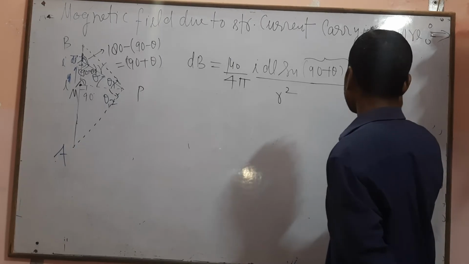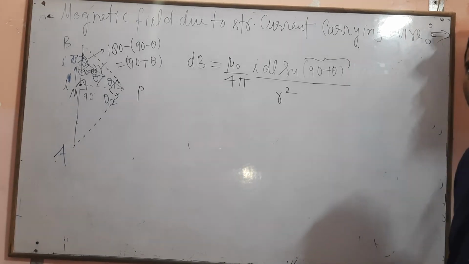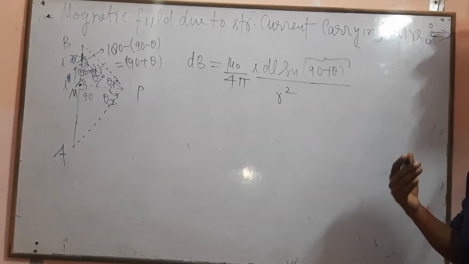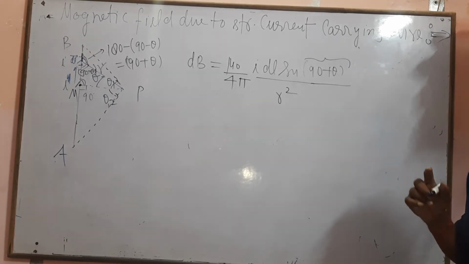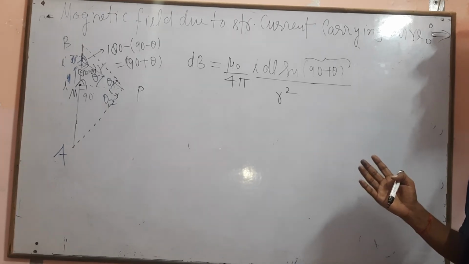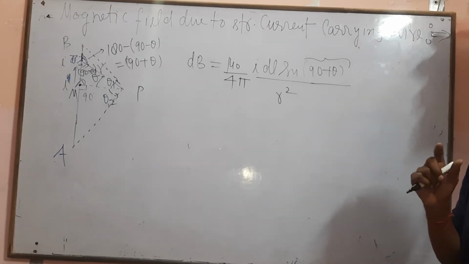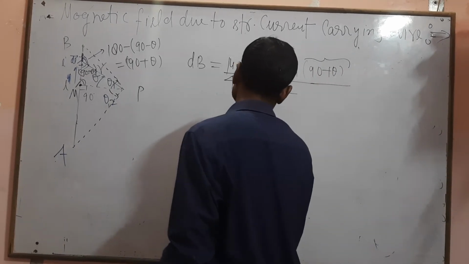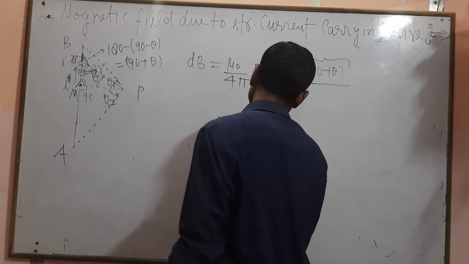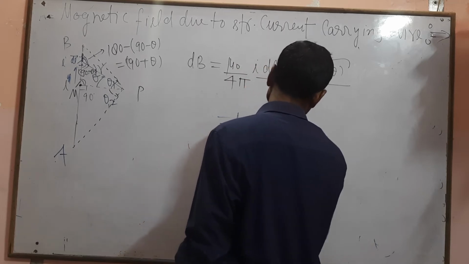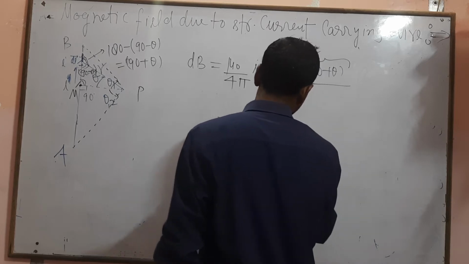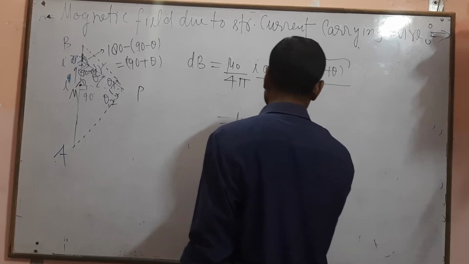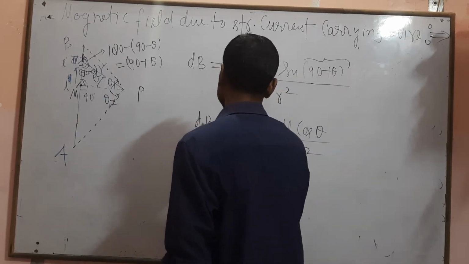So sin of 90 plus theta equals cos theta, because 90 plus theta goes into the second quadrant, and in the second quadrant sin is converted into cos, but positive. So this is cos theta. Then dB equals mu naught by 4 pi, I dl cos theta divided by r square.